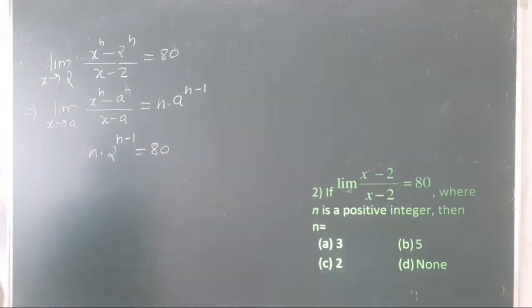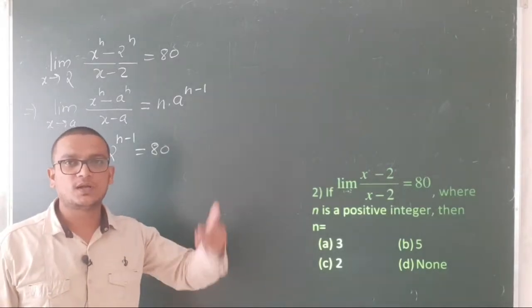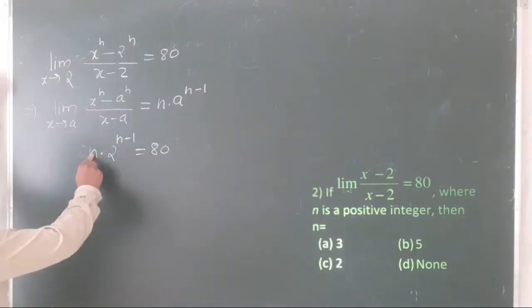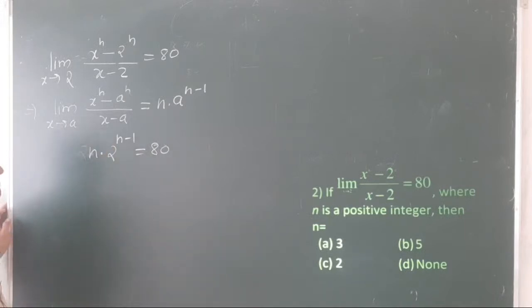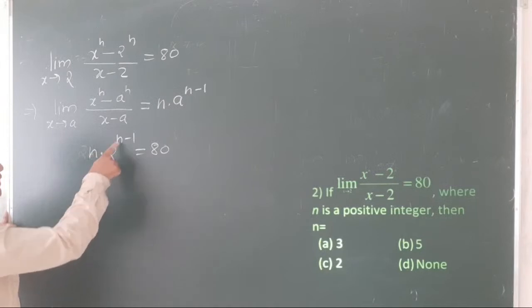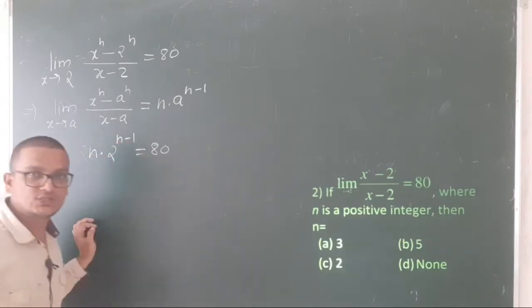which means you can substitute the values of n as positive integers. Positive integers means it will start from 0, 1, 2, 3 and so on. If I put n equal to 0, 0 into anything will be 0, which is not equal to 80. If I put n equal to 1, 1 into 2 to the power 1 minus 1, which is 2 to the power 0, is 1.